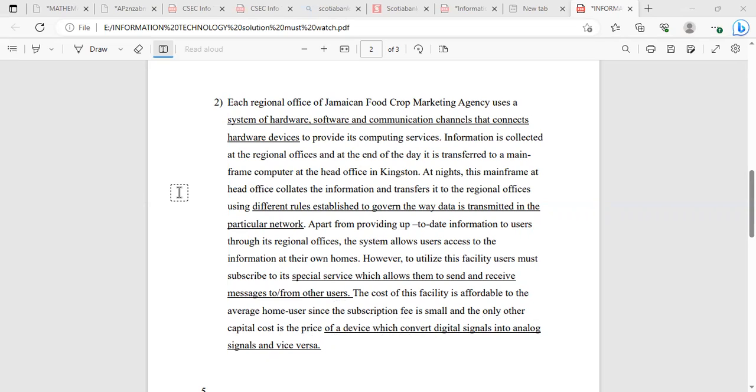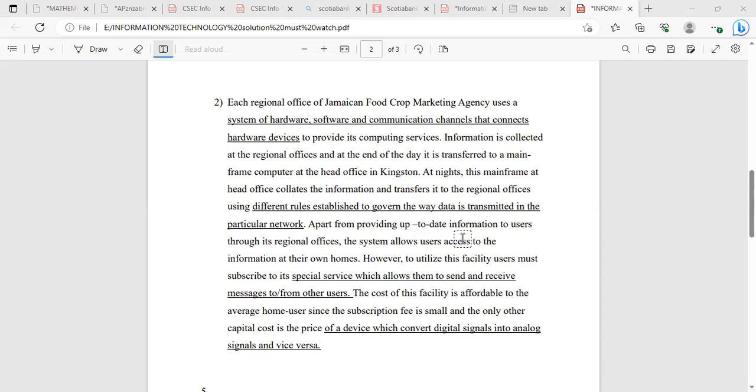All right, so each regional office of Jamaica Food Crop Marketing agencies uses a system of hardware, software and communication channel that connects hardware devices to connect its computing services. The information is collected at the regional office and at the end of the day, it's transferred to a mainframe computer at the head office in Kingston. At night, this mainframe at the head office collates the information and transfers it to the regional offices, using different established rules to govern the data transmission in the particular area.